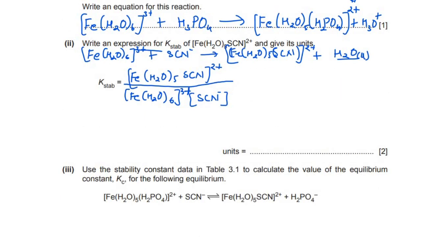And if we talk about the units, then for this, mol per dm cubed in the numerator. In the denominator we have mol squared dm to the power minus 6. This is how we'll write it, because there are two species with concentration, so both of them, mol per dm cubed, end up with mol squared dm to the power minus 6. So simplifying this, we get mol to the power minus 1 dm cubed. So the K stability expression is given, and the units are also given.